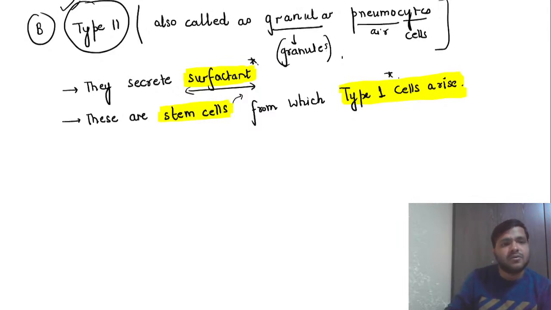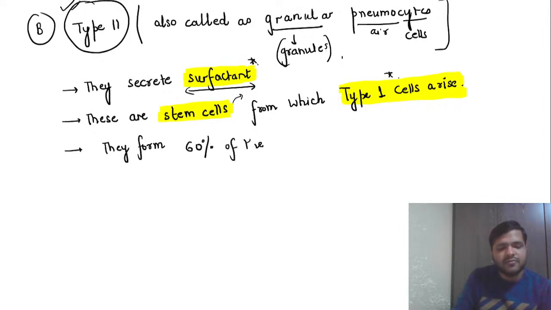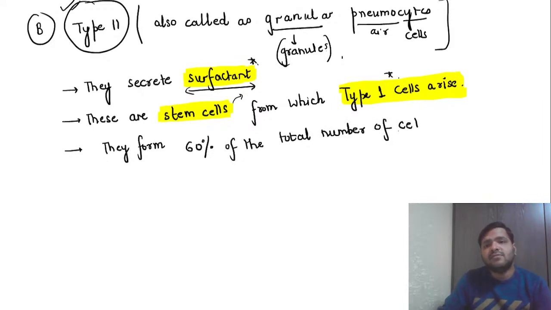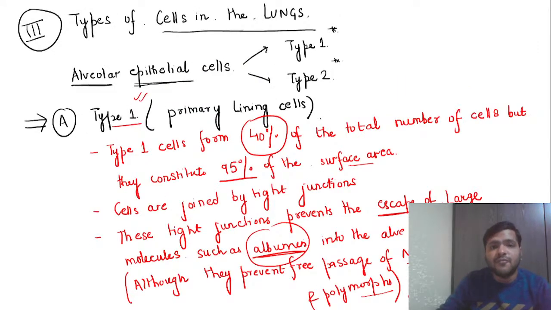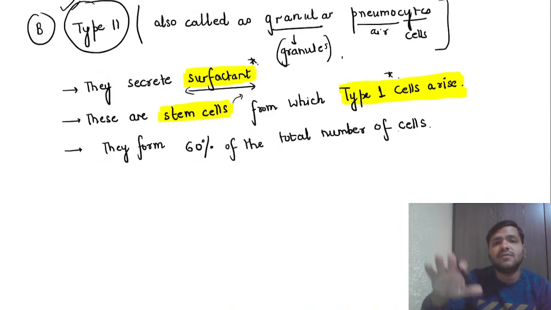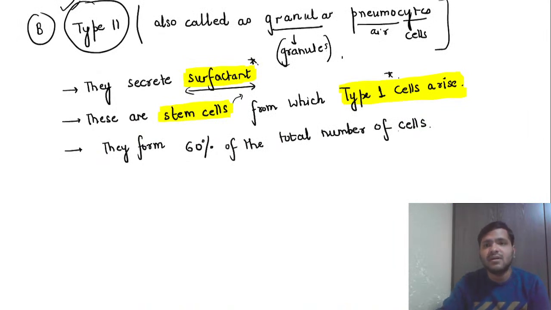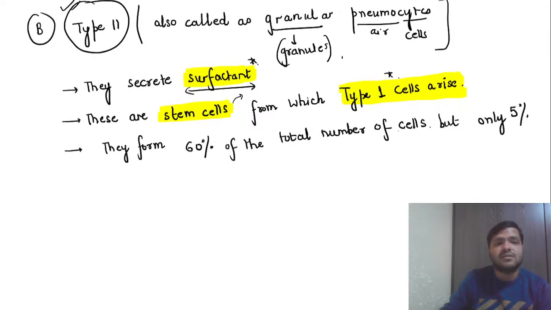Okay, now write on the third point, that they form 60% of the total number of cells. Now in the last one, what was it? They formed only 40%. And here, they form 60% of the total number of cells, but these cells are very small, so they occupy 5% of the alveolar surface area.